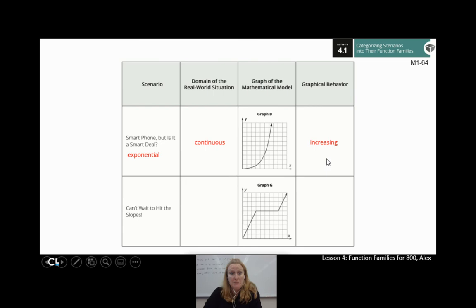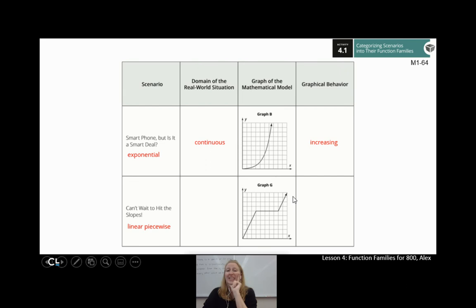Now, we may or may not have gotten to all of these, but you certainly have the graph matched up for you. So if we're looking for our can't wait to hit the slopes, you can take a look. It goes up. Remember, this was the chairlift, right? And he got stuck on the chairlift. Boo. So he's going up, got stuck on the lift, and then it kept on going up. You remember this? This is a piecewise function. Linear piecewise, right? We have a piece, a piece, a piece. This is a linear piecewise function because it's pieces of lines. So we call it linear piecewise.